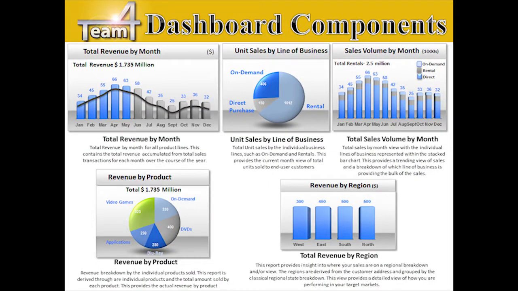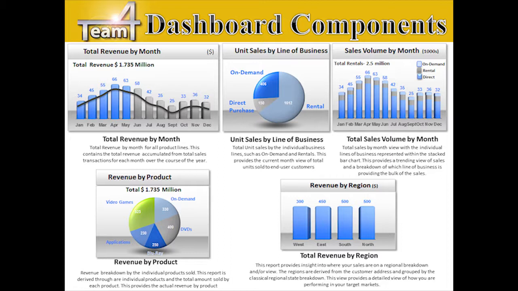Within the Flix2You Executive Dashboard, we have provided the following reports and key business measures that are core to the Flix2You business model. The first report is total revenue by month. This report provides a trending view of the total revenue by month for all product lines. The second is unit sales by line of business. This report provides the total unit sales by the individual lines of business, such as on-demand and rentals.